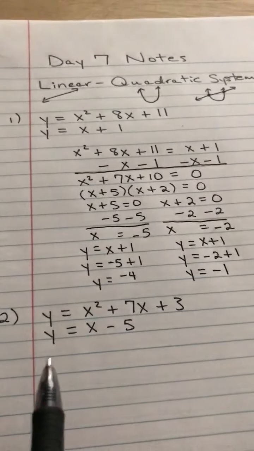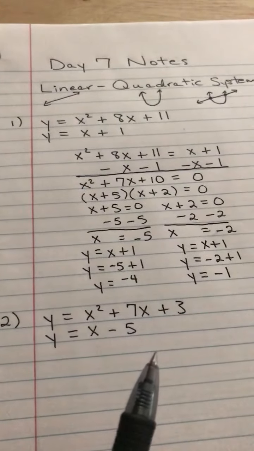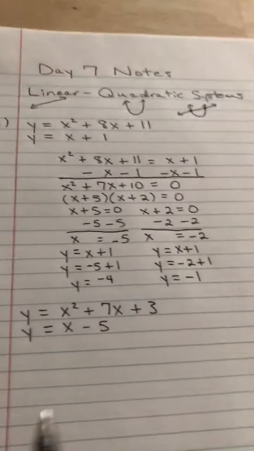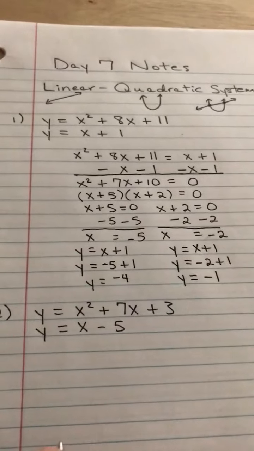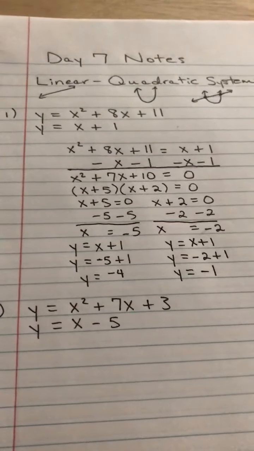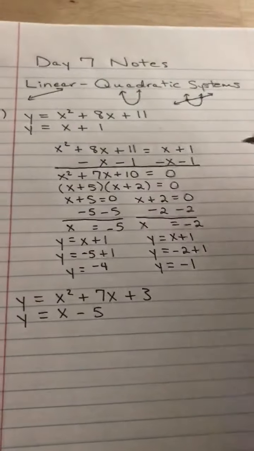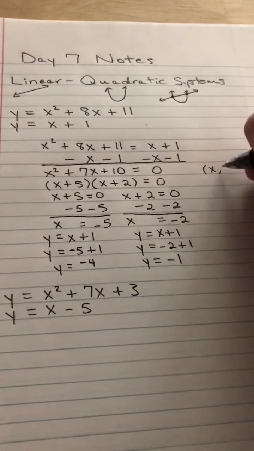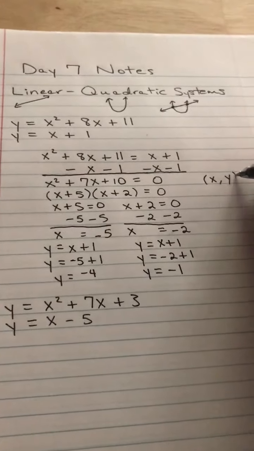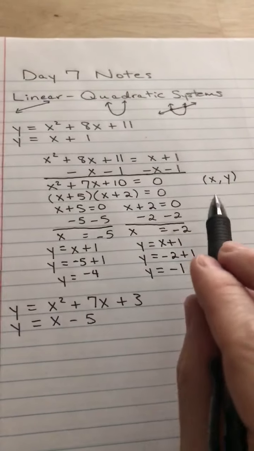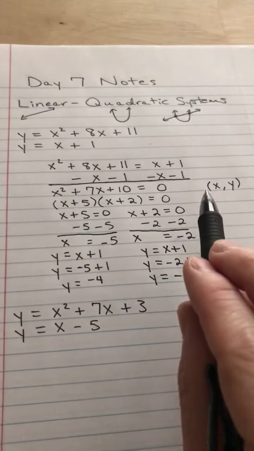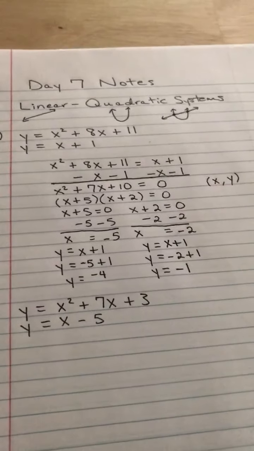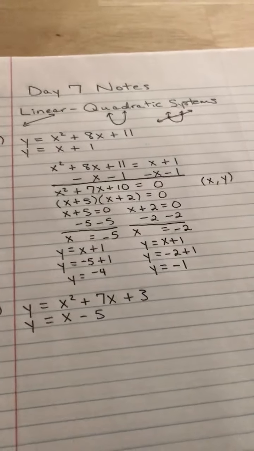So now I've got two different answers. I've got an x value and a y value. The way that we're going to write these is as ordered pairs. Now remember, when we talk about ordered pairs, we're always going to have an x value on the left side and a y value on the right side. We're going to write them this way. We're always going to put the x on the left and the y on the right. And why is that? Well, it's always been that way.